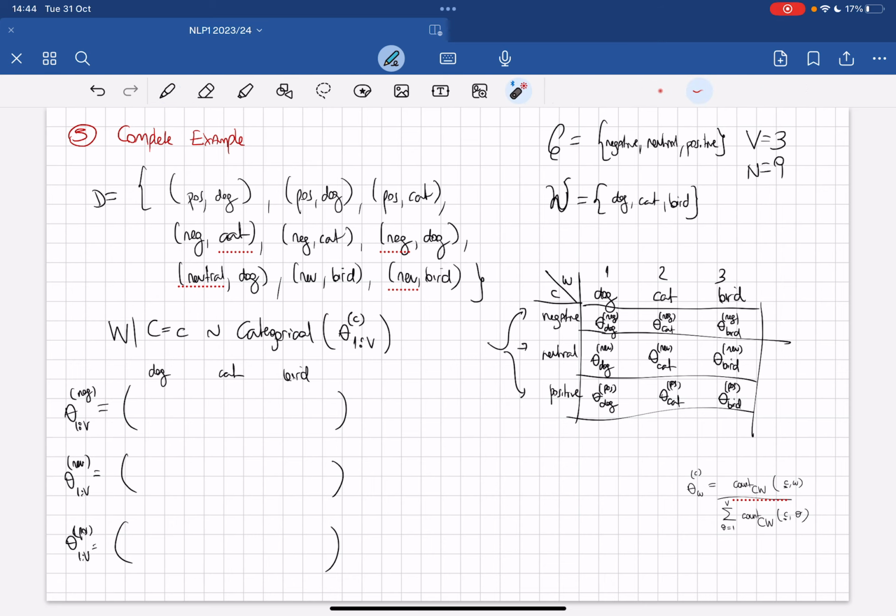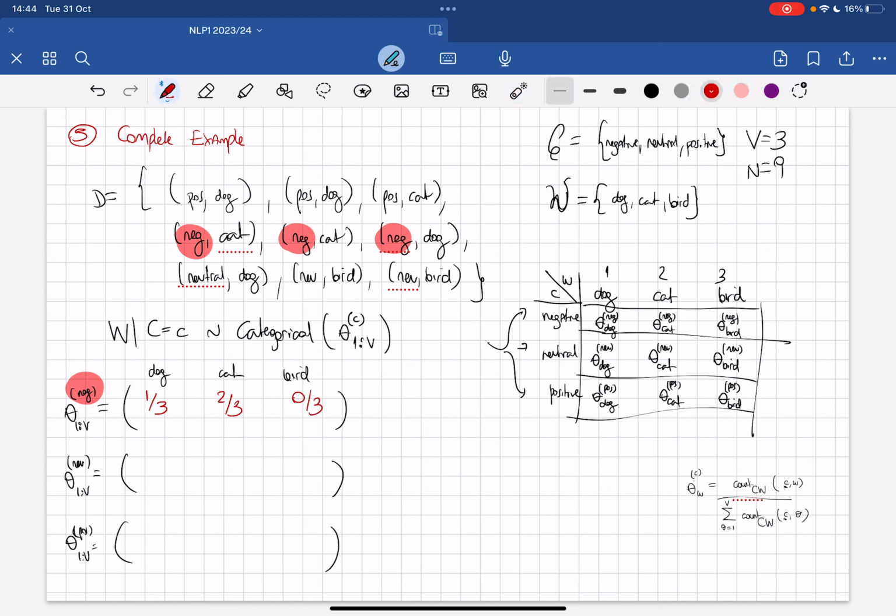So let's count. For the negative class, I'm going to use a highlighter here. I have 3 documents that are relevant. I have 1 occurrence of the word dog out of 3 occurrences of negative classes. I have 2 occurrences of the word cat out of 3 occurrences of the negative class. And I have 0 occurrences of bird out of 3 occurrences of the negative class. So these are my maximum likelihood estimates.